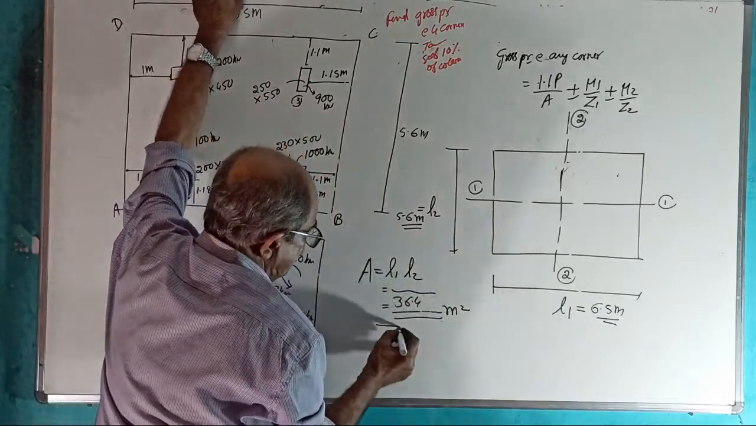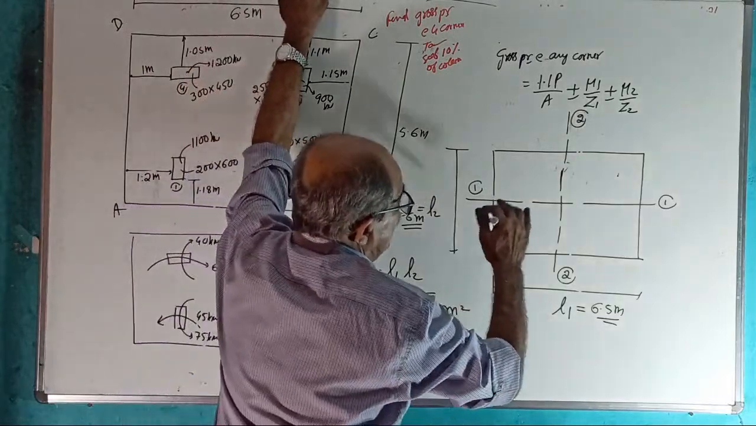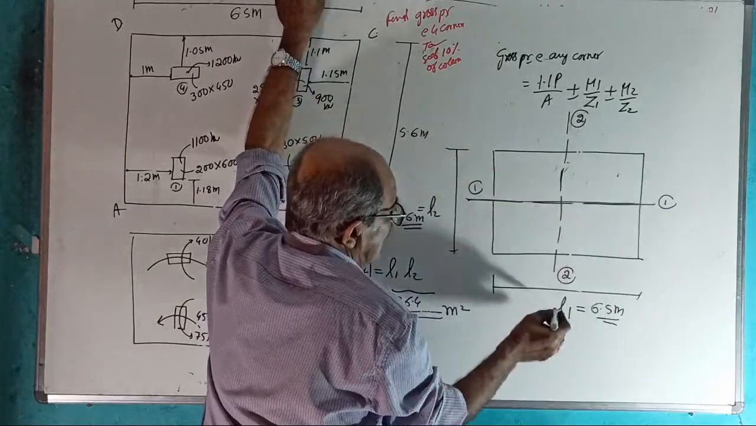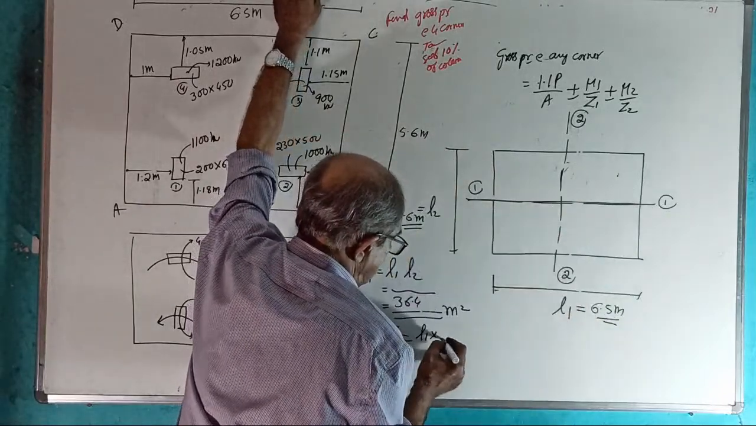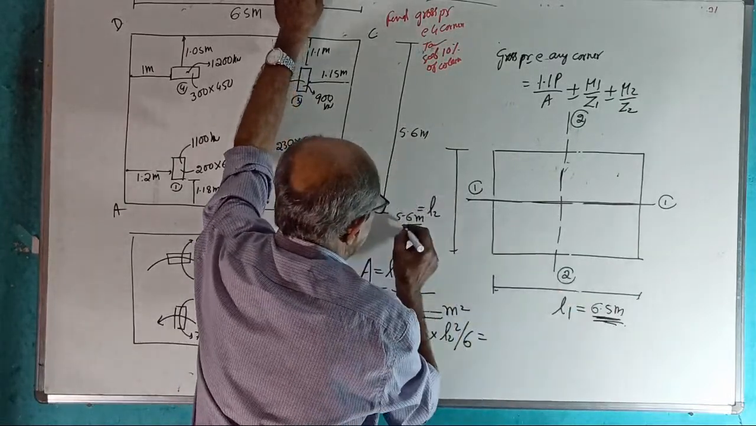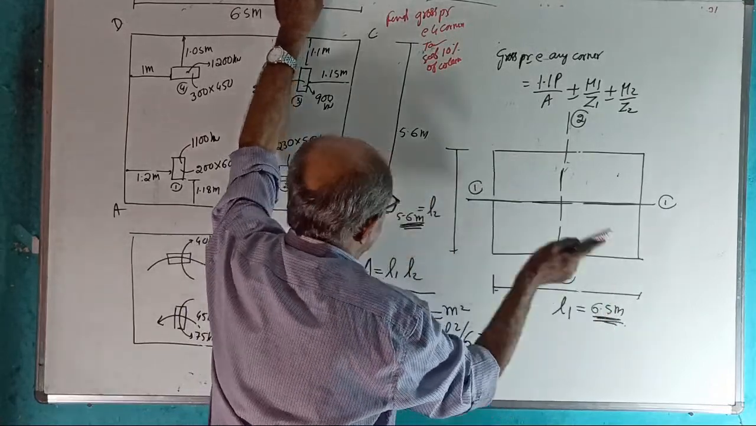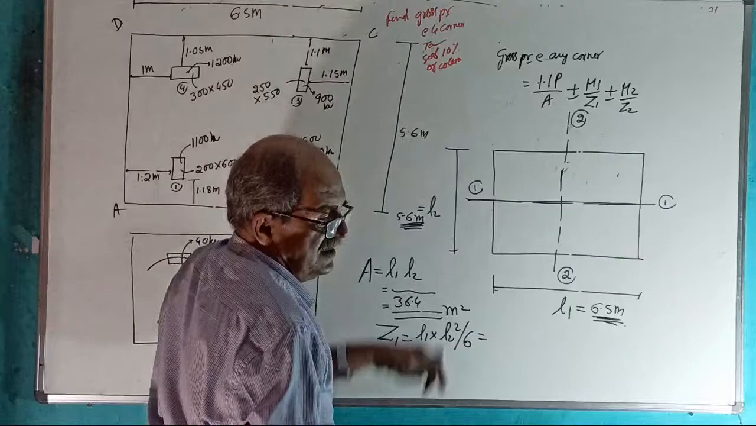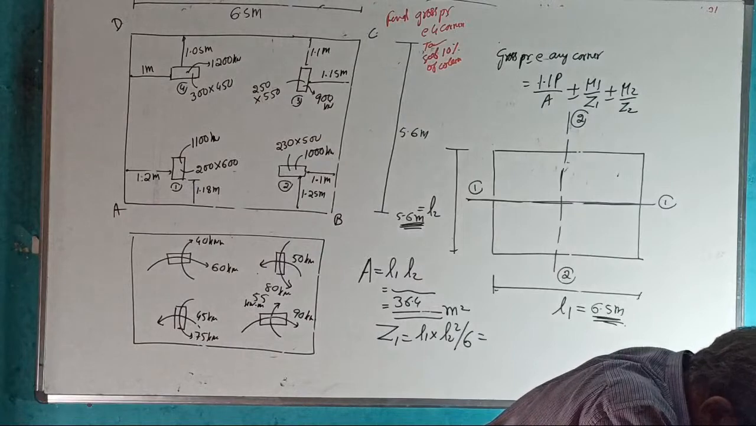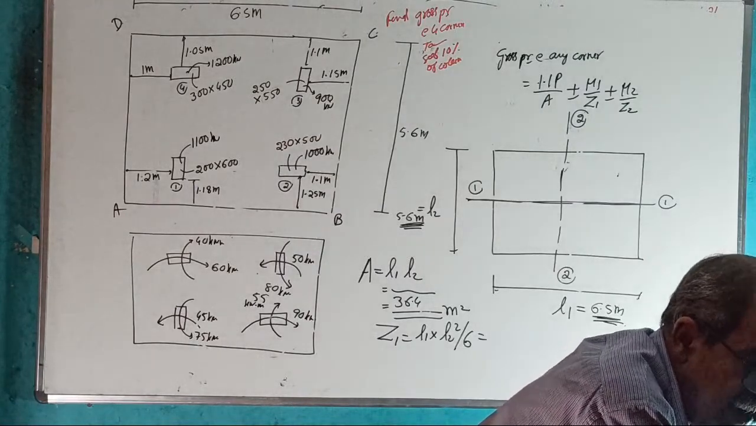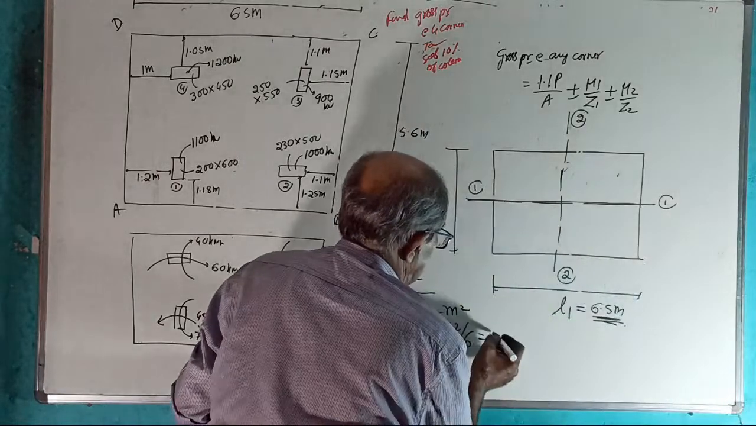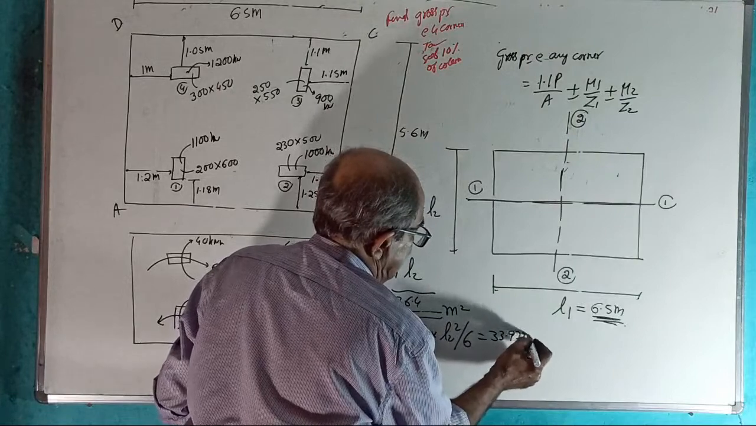Then I want Z1. Z1 is about axis 1-1. I told repeatedly it is L1 into L2 square by 6. L1 is 6.5, L2 is 5.6. 6.5 into 5.6 square by 6. Z1, third decimal sufficient. Later I will walk around and ask you to get the pressure. Z1 is 33.973 meter cube. Okay.